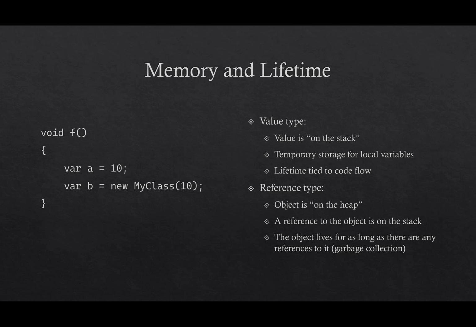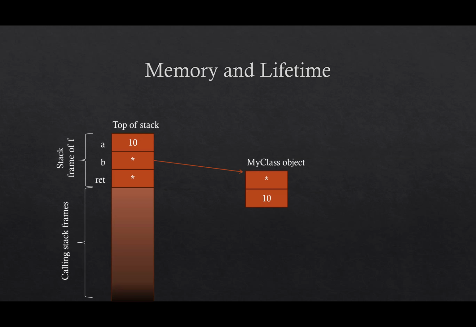Now you still have the reference itself. So you have, for example, here in this example, we have variable b that then refers to the myClass object. So there's the object itself that's stored in the heap, but b, the reference to the object, is stored on the stack.